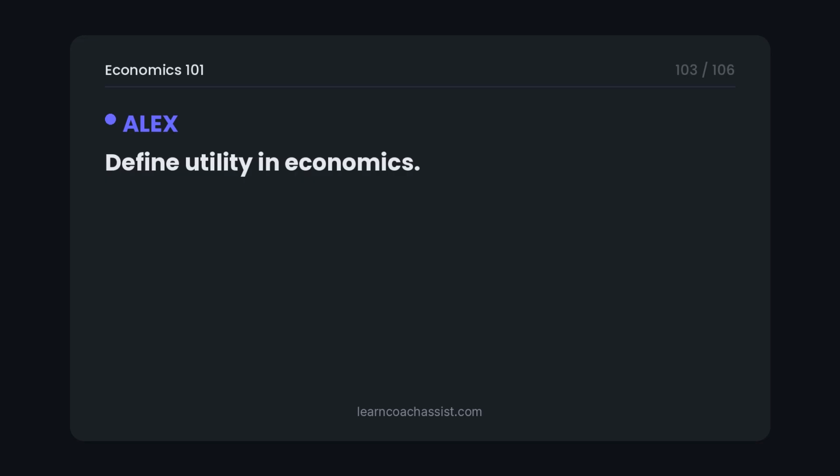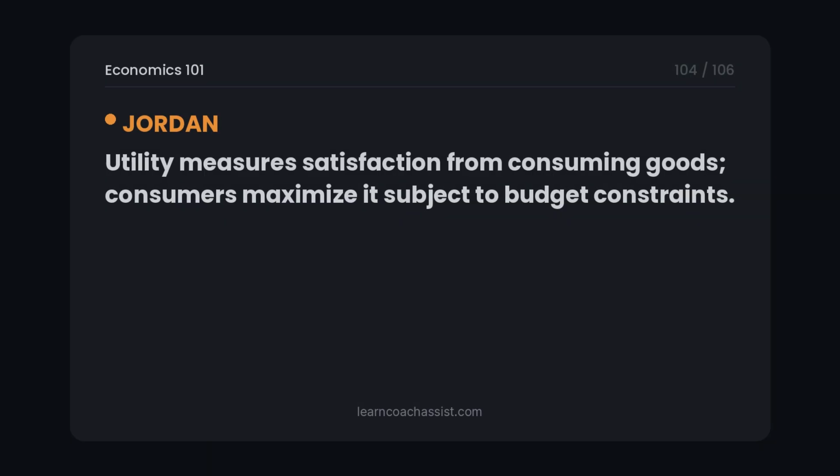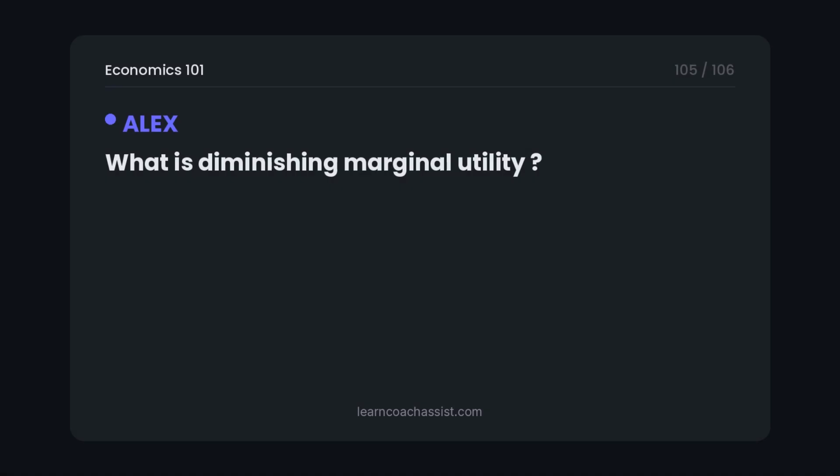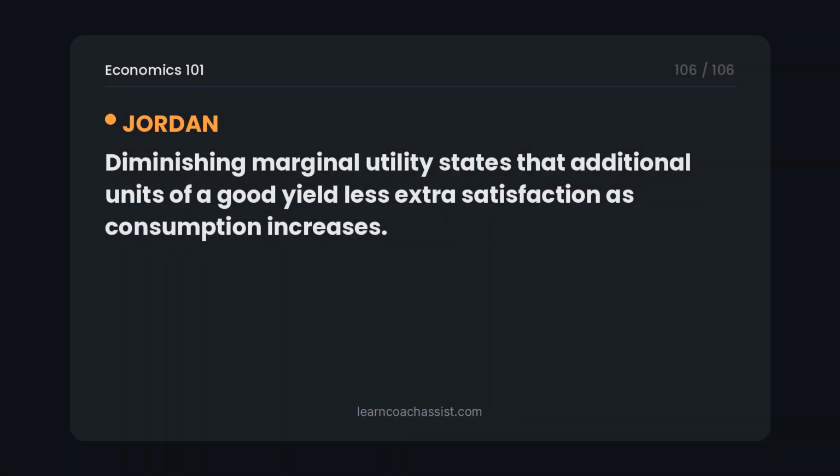Define utility in economics. Utility measures satisfaction from consuming goods. Consumers maximize it subject to budget constraints. What is diminishing marginal utility? Diminishing marginal utility states that additional units of a good yield less extra satisfaction as consumption increases.